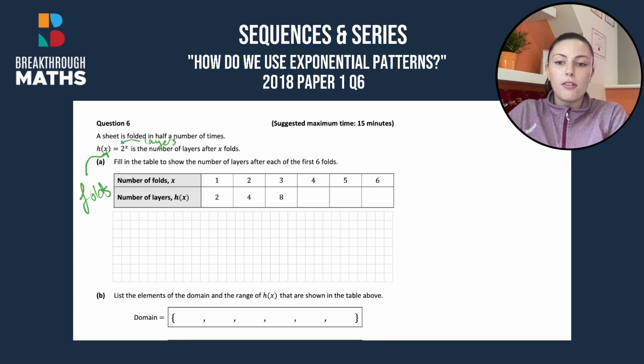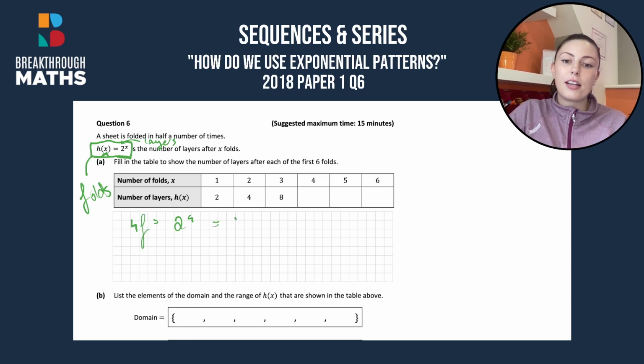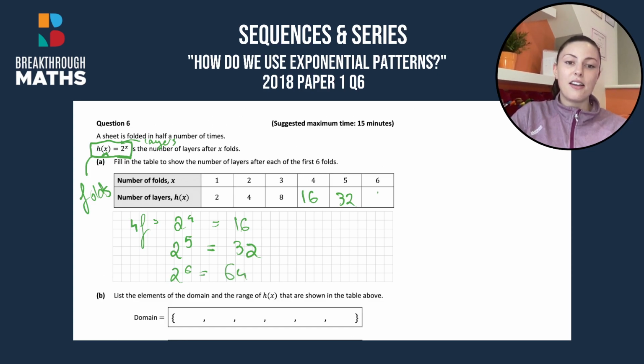So we're told the number of layers is going to be 2 to the power of x. We were told this here. So you put in the number of folds. If we want to find 4 folds, we put 2 to the power of 4, and that will give us 16. If we want to find 5 folds, we put 2 to the power of 5, and this is going to give us 32. And then finally with 6 folds, we put 2 to the power of 6 to find the number of layers, and this will give us 64.